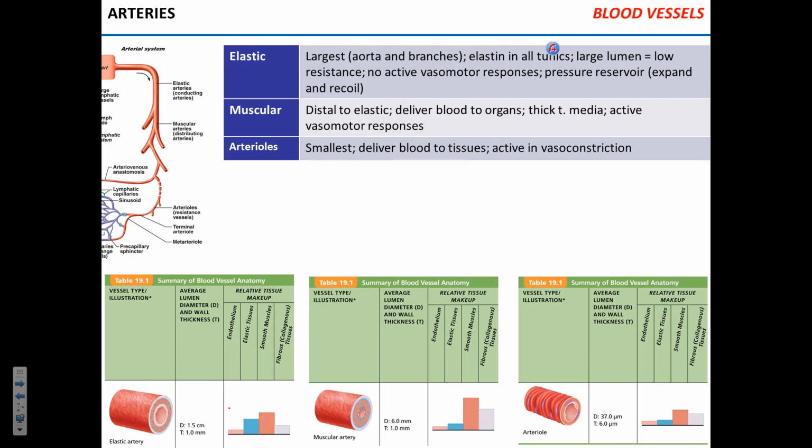Now, arteries. There are three types of arteries: elastic, muscular, and arterioles. Elastic are conducting arteries. Largest. What is the largest elastic artery? Aorta. The biggest one. Okay. So they have low resistance. If you think about it, the tube is great. The opening is great. The lumen is enormous. So blood flows very fast, freely.